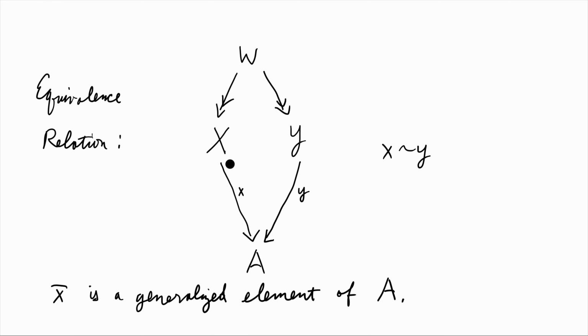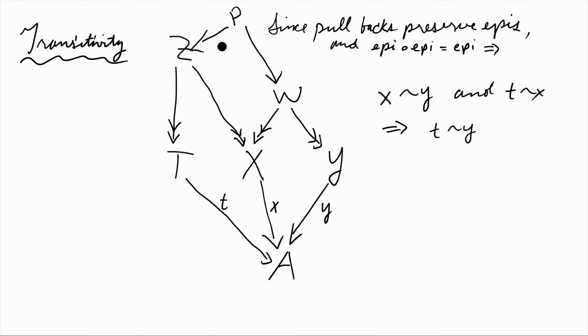It's obviously symmetric the way it's defined, and it's reflexive because you can use X as W itself if you're just working with X, and then you have the identity morphism, which is an epi. So that works there. And then for transitivity, you can think by pulling back and using that pullbacks preserve epis to get the epis that you need here, and also the fact that an epi of an epi is an epi. So you can use things like that. But anyways, we have an equivalence relation.